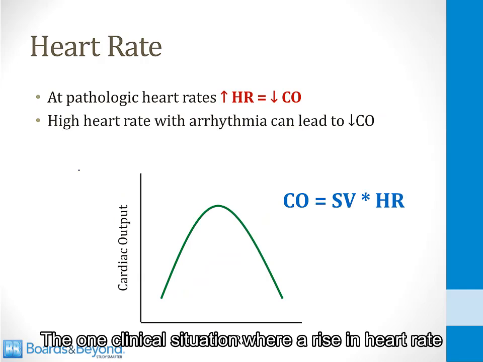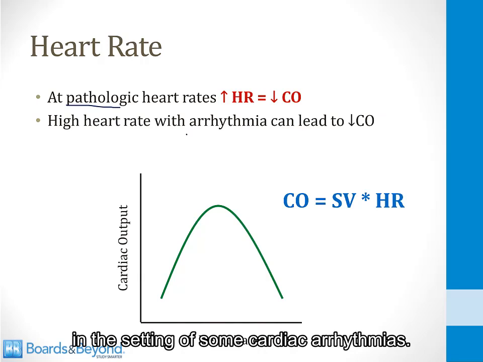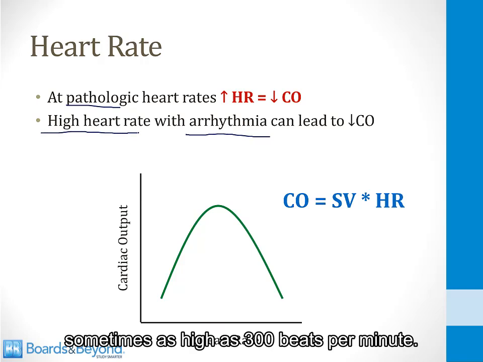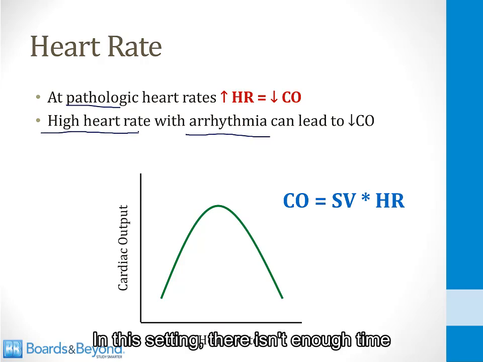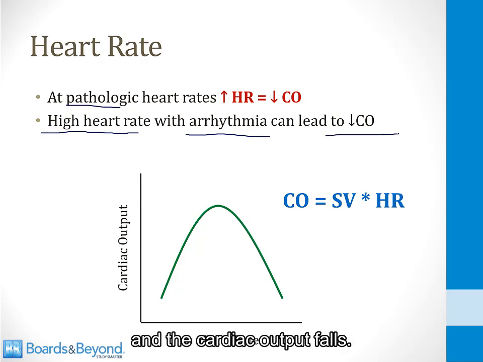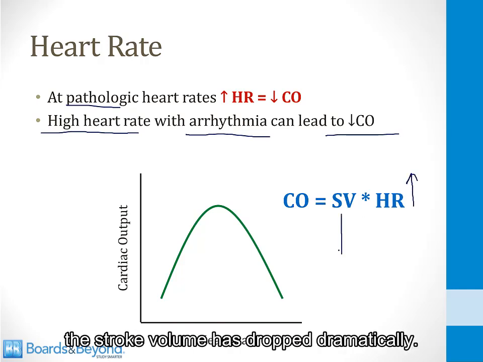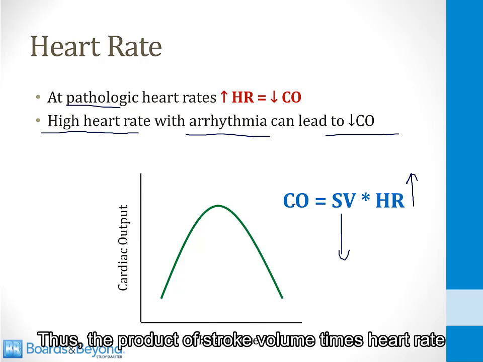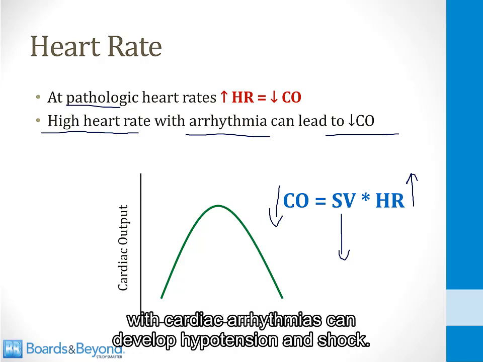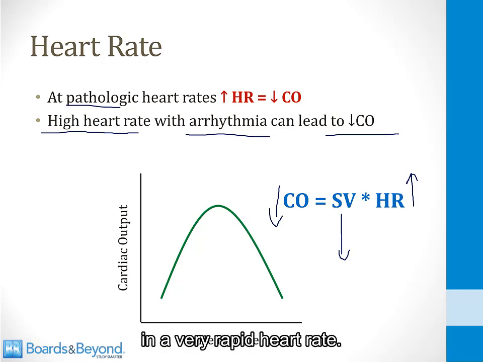The one clinical situation where a rise in heart rate can lead to a fall in cardiac output is under pathologic conditions, in the setting of some cardiac arrhythmias. There are some cardiac arrhythmias where the heart rate can get very, very high, sometimes as high as 300 beats per minute. In this setting, there isn't enough time for the left ventricle to fill, and thus the stroke volume falls and the cardiac output falls. In other words, at these very high heart rates, even though the heart rate is increased, the stroke volume has dropped dramatically. Thus, the product of stroke volume times heart rate begins to fall. That means the cardiac output gets low. What this means is that some patients with cardiac arrhythmias can develop hypotension and shock, and this usually happens when the arrhythmia results in a very rapid heart rate.